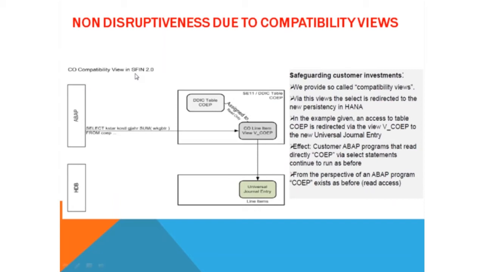So, CO compatibility view in Simple Finance 2. Here you can see SDP, ABAP, and select. There are some DDIC tables. COEP is a table assigned to one of the CO line items, and there are views. SE11 is the ABAP data dictionary, and the DDIC table COEP is there, and we provide what are called compatibility views. The select is redirected to the new persistency in HANA, and in the example given, access to table COEP is redirected via these views. From the technical perspective, this gives easiness for reporting as well as extraction. They don't need to go for a cumbersome approach. Now everything is an easy approach.